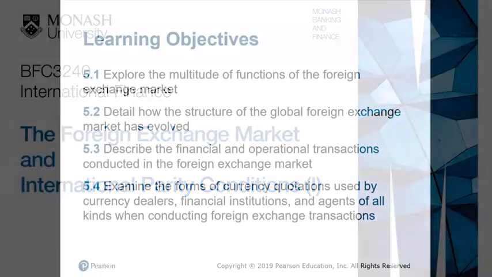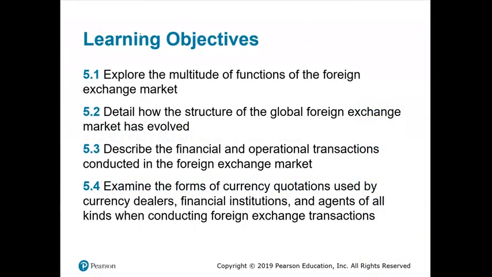These are the learning objectives. As you can see, this particular topic draws on chapter 5 of your textbook. So the learning objectives are in accordance with the organization of your textbook. First of all, we'll talk about the functions of the foreign exchange market. And this is discussed in a very short section, section 5.1 of your textbook. Then we'll talk about the structure of the global foreign exchange market, how it has evolved over time. Primarily, we discuss this in section 5.2.